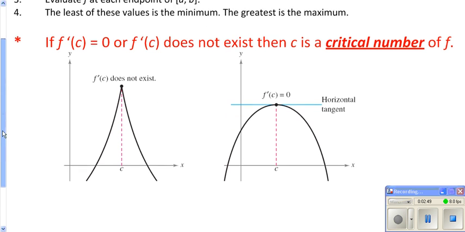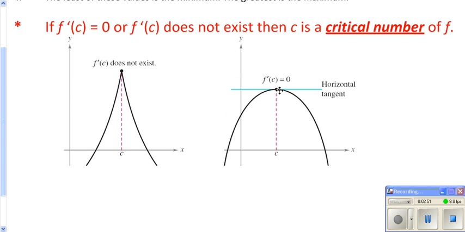Now, you'll notice these pictures down here. Here we have a maximum, and that's occurring when we have a horizontal tangent, when your derivative is 0. Here we also have a maximum, and it's occurring at a cusp, where your derivative is undefined. Your max and mins will always either be at an endpoint or where your derivative is 0 or undefined.